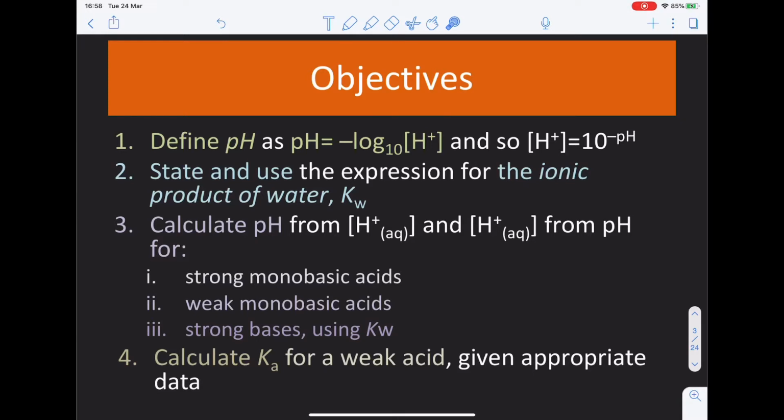And we can also calculate the concentration of H plus ions in a solution using pH by rearranging this equation. We're going to look at something called the ionic product of water, because we need to know this value to work out the pH of strong bases. And then we're going to look at how we work out the pH of weak monobasic acids, and we need to use the Ka constant or dissociation constant for a weak acid to do that.